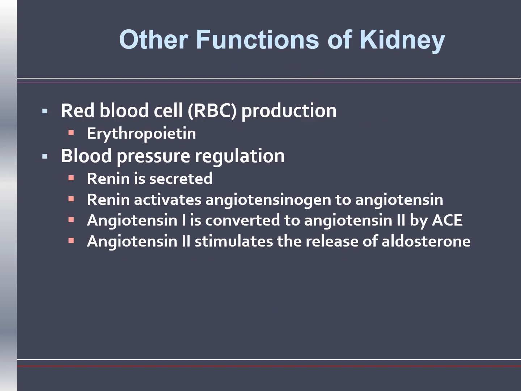So other important functions of the kidney include red blood cell production. This includes erythropoietin, which is a hormone that is produced in the kidneys, usually secreted in response to hypoxia and decreased renal blood flow, and this stimulates the body to produce more red blood cells, usually in the bone marrow. Renin is also a very important thing because it is a regulator of blood pressure. Renin activates angiotensinogen to angiotensin 1. Angiotensin 1 is converted into angiotensin 2 by ACE, and angiotensin 2 stimulates the release of aldosterone.